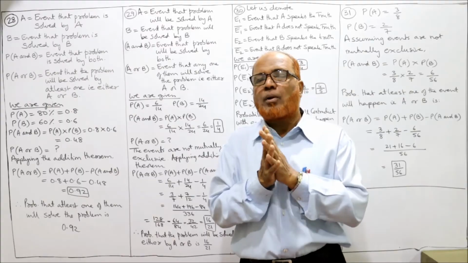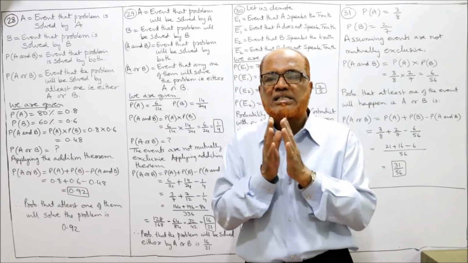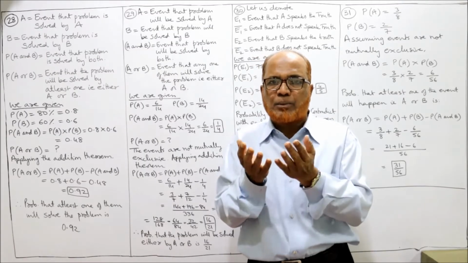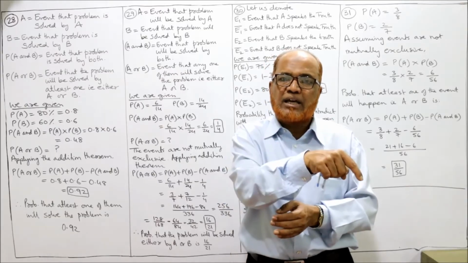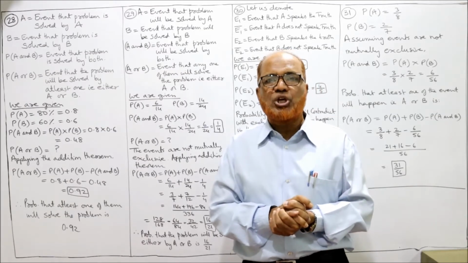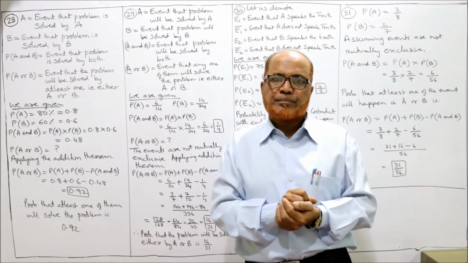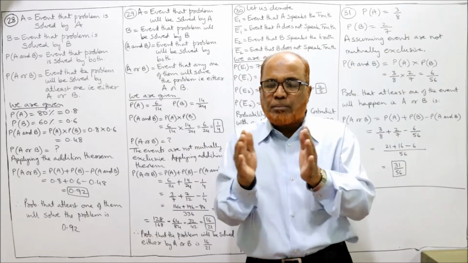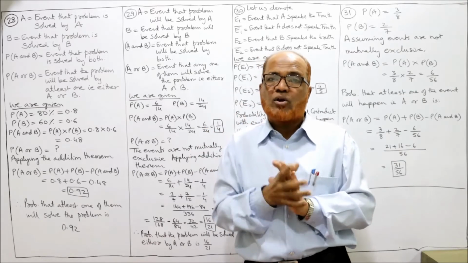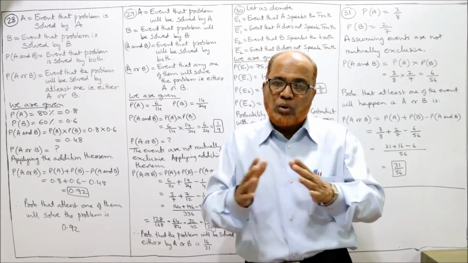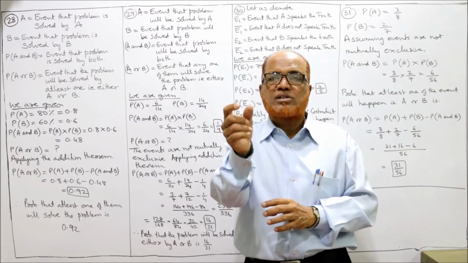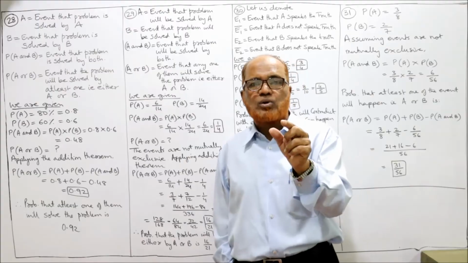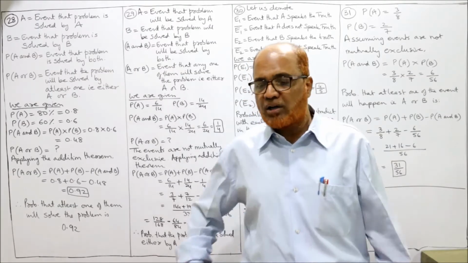In this case, we want the probability that the problem will be solved by at least one. At least one का मतलब either A or B. What is the probability that the problem will be solved either by A or by B? So we apply the addition theorem. P of A or B is equal to P of A plus P of B minus P of A and B. अगर not mutually exclusive है तो minus P of A and B we have to attach. अगर mutually exclusive है तो P of A or B is equal to P of A plus P of B. These are the formulas we are applying. So before applying the OR formula, we have to see whether the events are mutually exclusive or not mutually exclusive.